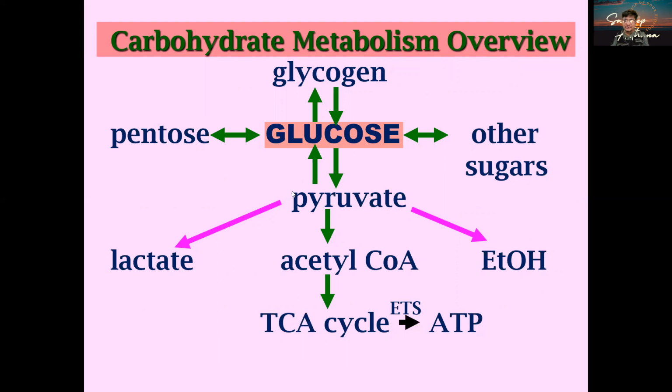Further, glucose is going to be broken down into pyruvate, which has three fates. It could be converted to lactate, called lactate fermentation. Another one is that it is converted to ethanol, called alcohol fermentation. Lactate fermentation occurs mainly in the muscles. And the third one is acetyl coenzyme A, which will go into the TCA cycle in the mitochondria, where it will generate more ATP.